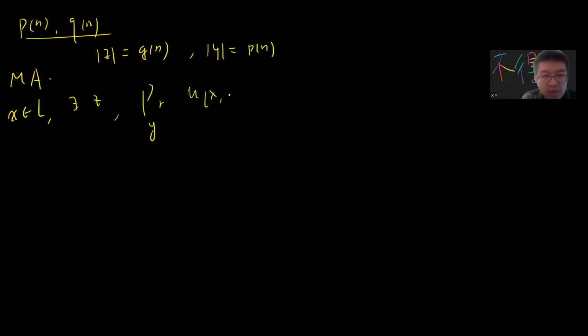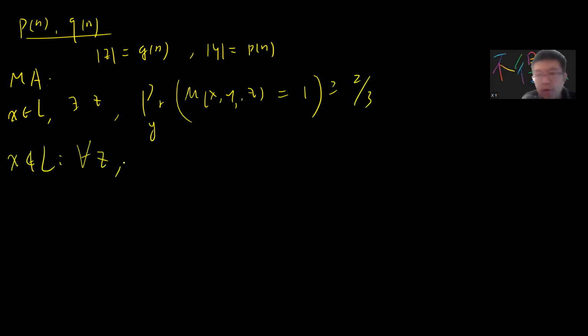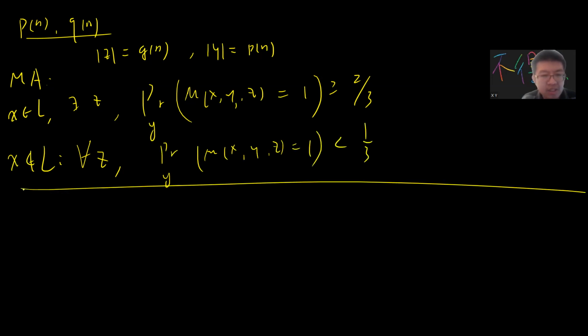The probability over y of M of x, y, z, which is a probabilistic Turing machine that takes three inputs x, y, and z, outputs 1 with high probability. If x does not belong to L, then for every message that Merlin sends, Arthur will reject with high probability. So this is Merlin Arthur.